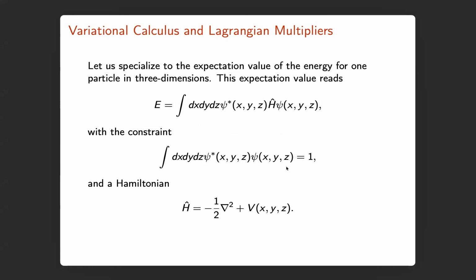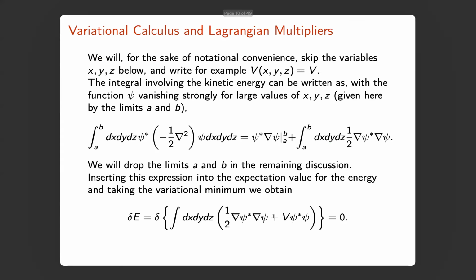So if you think of Schrödinger's equation, this is the expectation value we are looking at. And if you now just specialize this to one particle, which moves in, let's say, 3 dimensions. It doesn't matter whether you do 1, 2, or 3 dimensions. And you have a normalization constraint here on the wave function. And then you have the Hamiltonian, which looks like this. We're not going to specify anything, so I'm just going to skip, for notational convenience, the x, y, and z, and just write V.